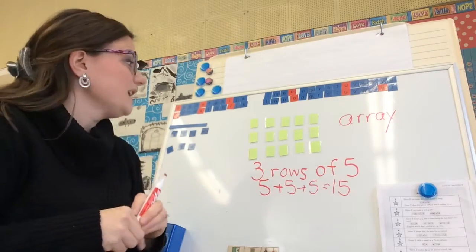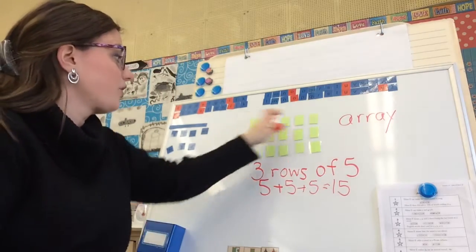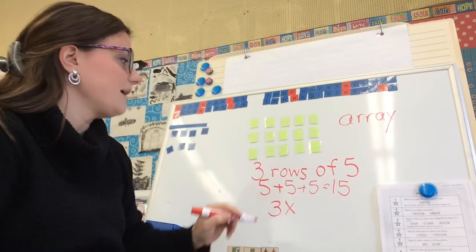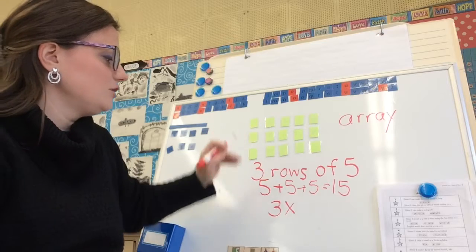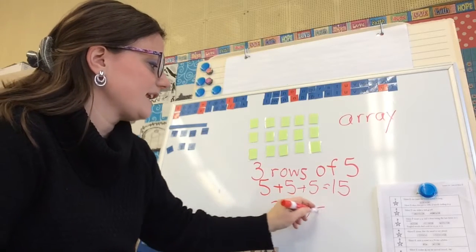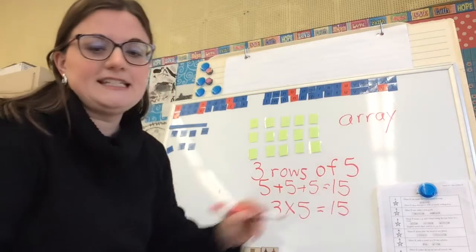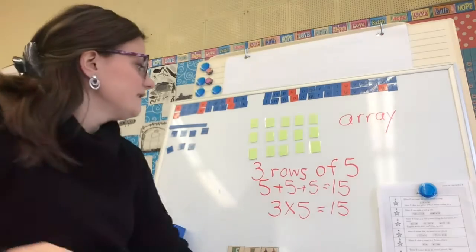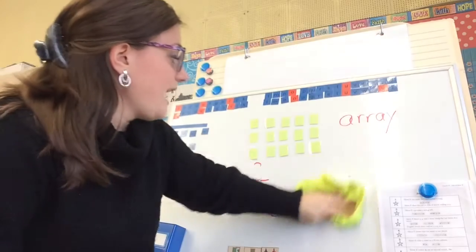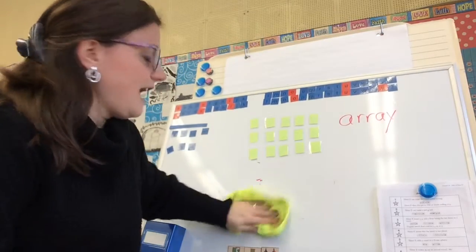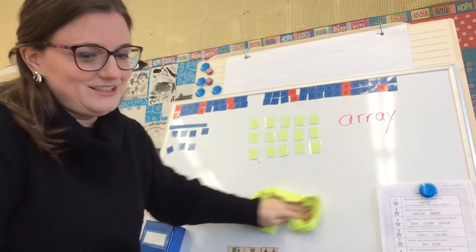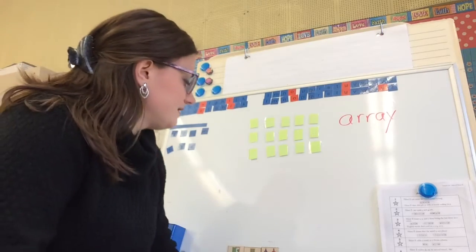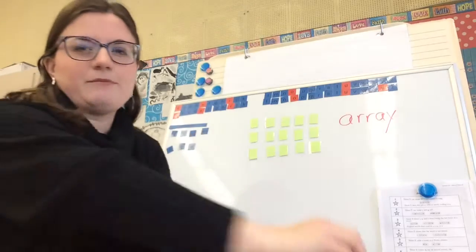Now with arrays, we can multiply instead. We could do our 3 rows, and because they're equal groups, I can multiply by the 5 in each one, and that gives me 15. Okay? Now with my array, I can change it around, but actually I'm going to leave my array the same for right now.